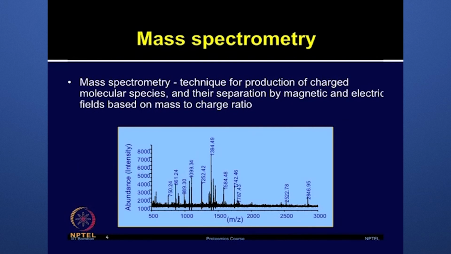So, first of all, what is mass spectrometry? It is an analytical technique to measure the molecular mass of individual compounds and atoms accurately by converting them into the charged ions. So, by definition, this is a technique for production of charged molecular species in vacuum and their separation by magnetic and electrical fields based on mass to charge ratio. You can see the MS spectrum shown in the slide, m/z, and intensity abundance plotted on the y axis.